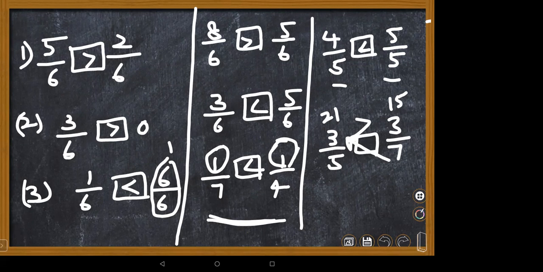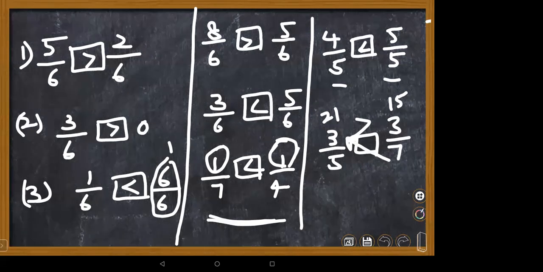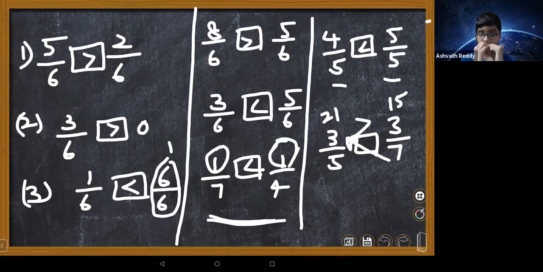That is why we will do this activity through graph sheet also, children. Very good explanation, Ashwat. Good job. Next, children, simplest form or lowest form. Ma'am, you told this one. Simplest form is completed for us.